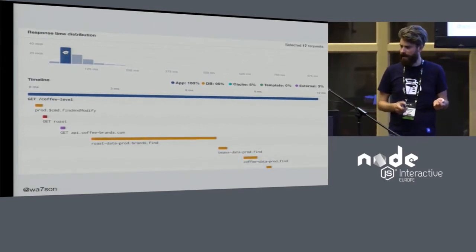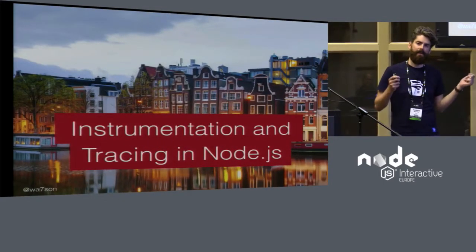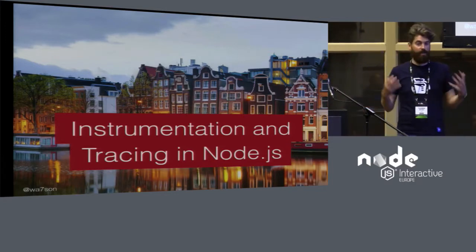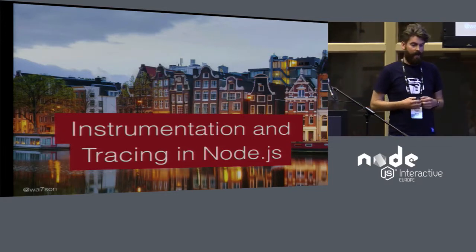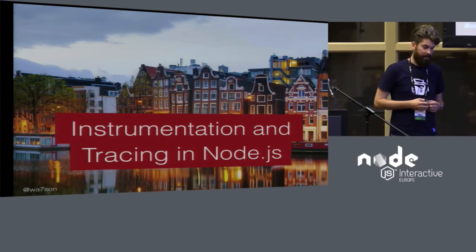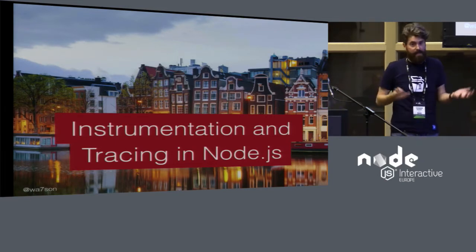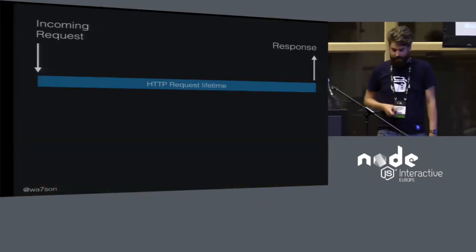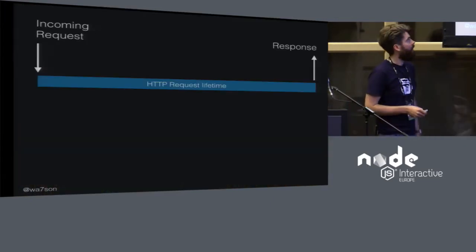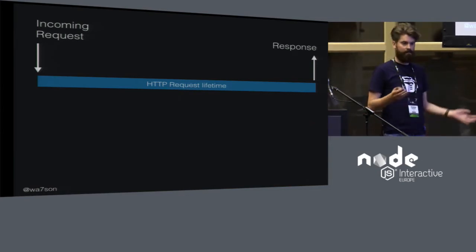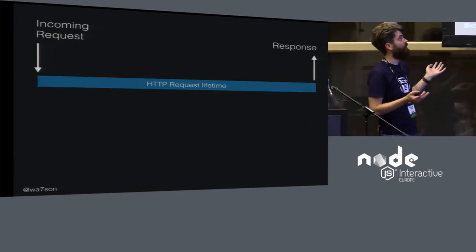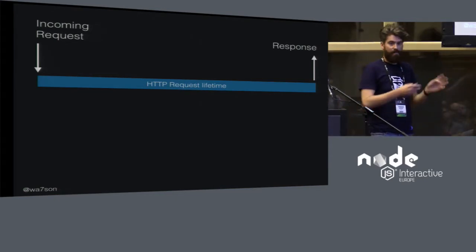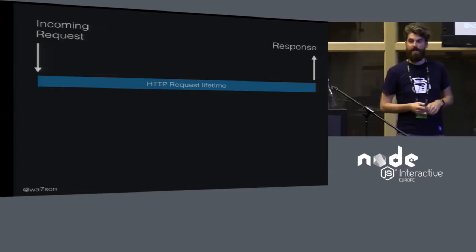What I'm going to talk about now is instrumenting Node and tracing Node in production. So how do we get good insights into a Node application, because Node applications are freaking hard to instrument. What I mean by this is, in this example, we have an HTTP application that receives an HTTP request. And at some point, it sends a response back to the client.